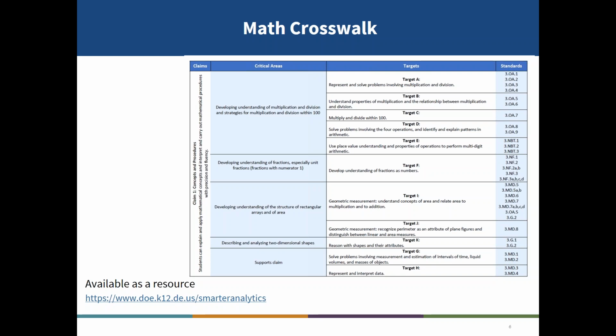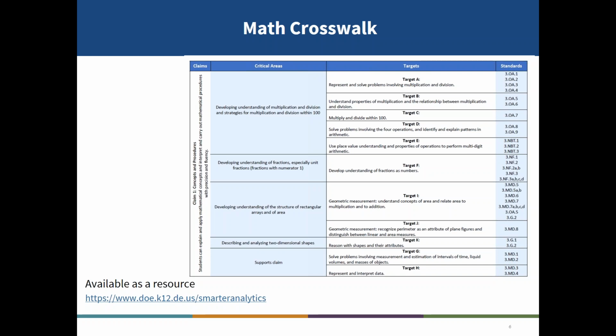So there is one for each grade, 3, 4, 5, 6, 7, and 8. It's easily understandable for the teacher. As you can see, on the left side, you have the overall claim, and then the critical idea under the claim that is aligned to this assessment, then the target for the critical idea, and that's where each item is aligned to a target on the state assessment. And for each target, there are the related standards.